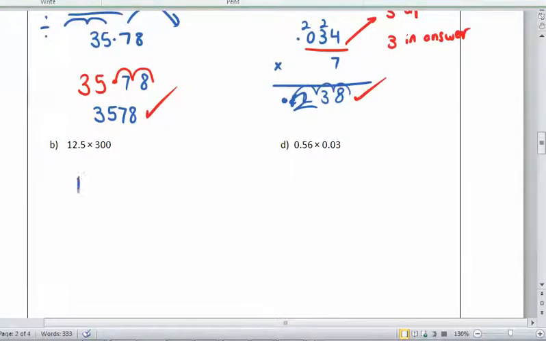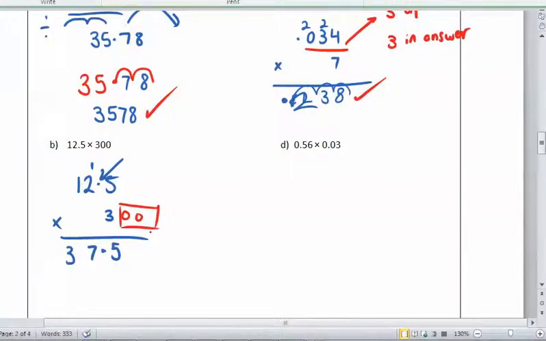Okay, so there are a number of ways you could do this. If you did 12.5 times 3, that could be an easy way. Because 12.5 times 3: 3 times 5 is 15, carry the 1, 3 times 2 is 6, 7, no, there's no carry the 1, 3. We've got 1 decimal point here, so we've got 37.5, and now, well, it's not times by 3, it's actually 300.